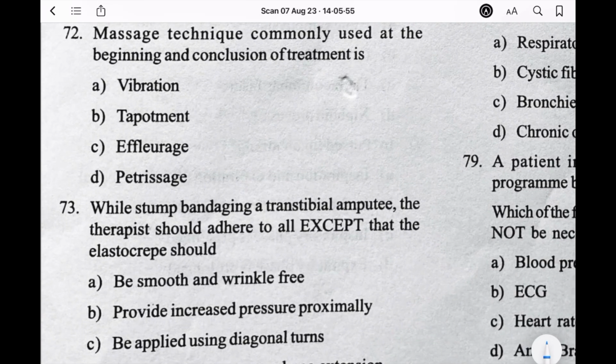Question number 72. Massage technique commonly used at the beginning and conclusion of treatment is. Options are vibration, tapotement, effleurage, and D, petrissage. So the correct answer is C, effleurage.